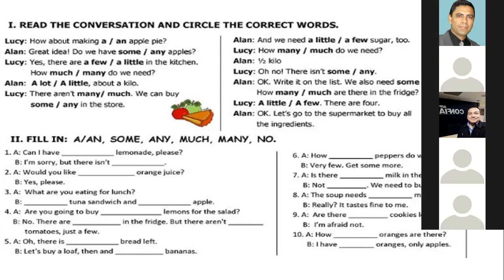Yes, because it's uncountable. Okay, and we need a little sugar too. How many do we need? Half kilo. Oh no, there isn't any. Okay, write it on the list. We also need some eggs. How many are there in the fridge? Few, there are four. Okay, let's go to the supermarket to buy all the ingredients.